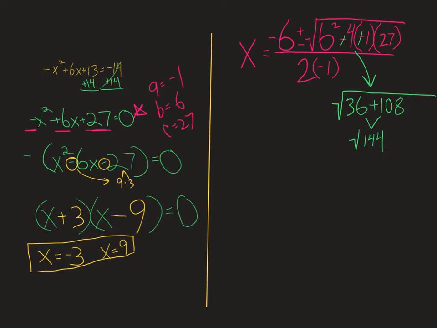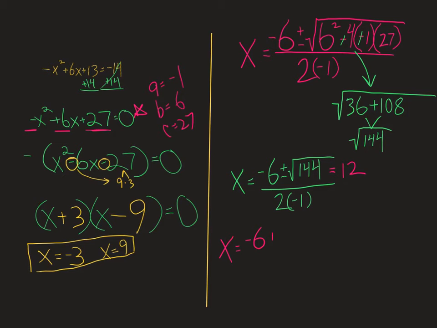Now I'm hoping that rings a bell for you. Square root of 144 is actually just 12. So I'm going to end up with negative 6 plus 12 all over 2 times negative 1, which is negative 2. And then x is negative 6 minus 12 all over negative 2.